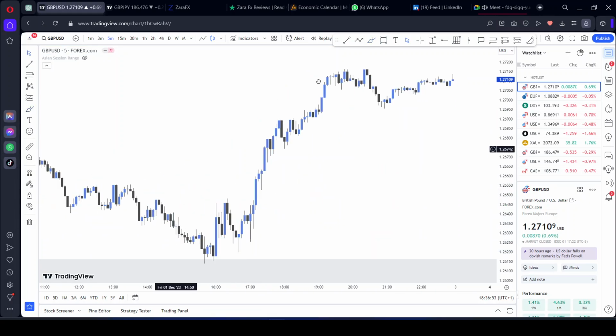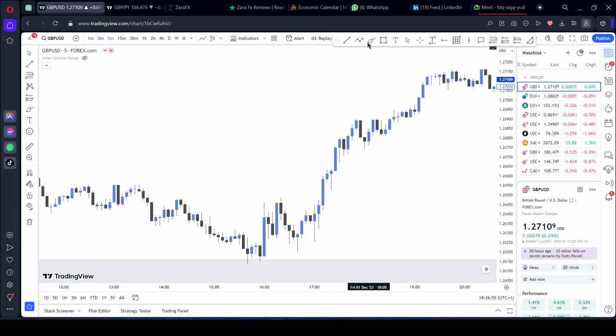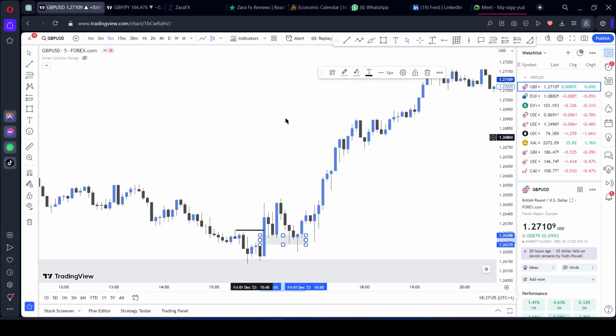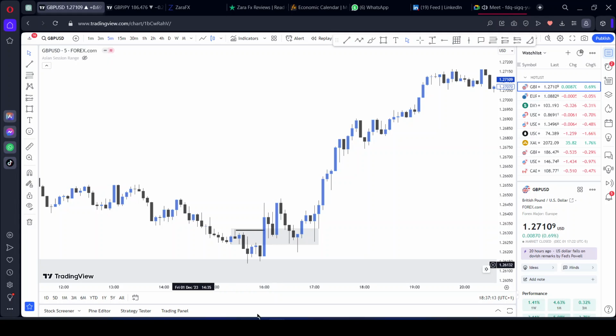Then where did we break structure? Market broke here, right? Where am I going to mark? I can see a fair value gap somewhere here, but always remember to mark the mitigation block first. That's the most important. You see it aligns with that fair value gap, so we can just take one out.